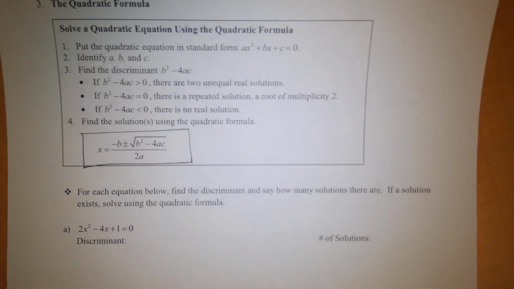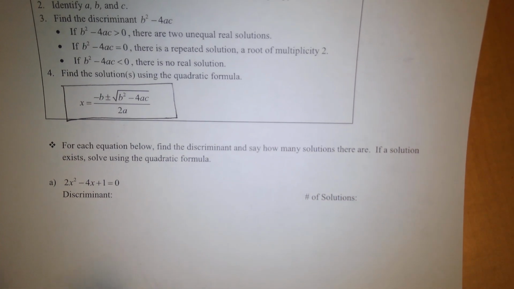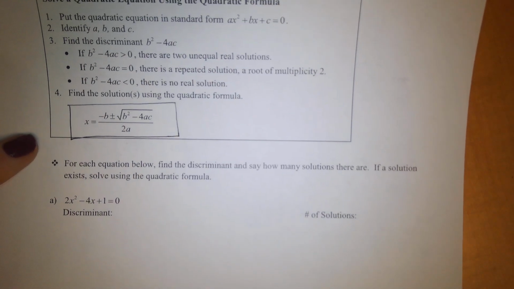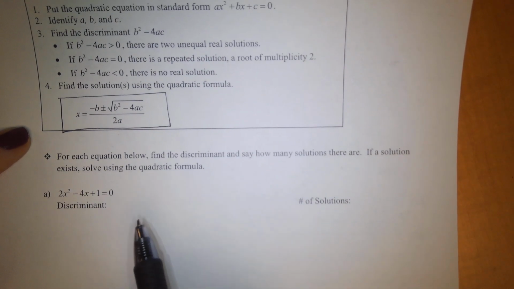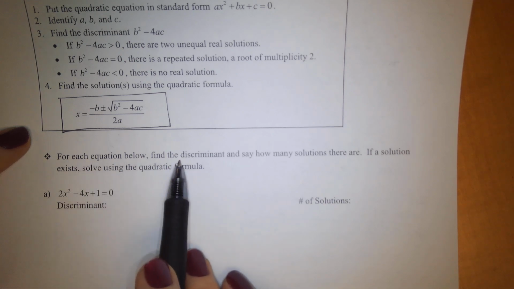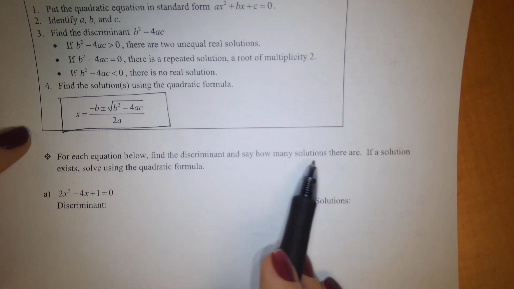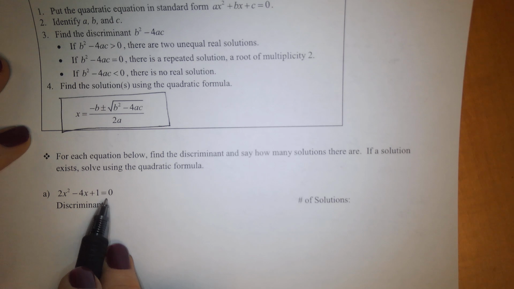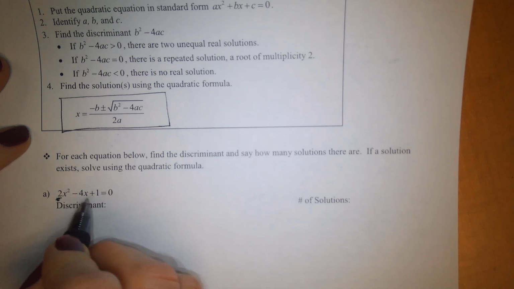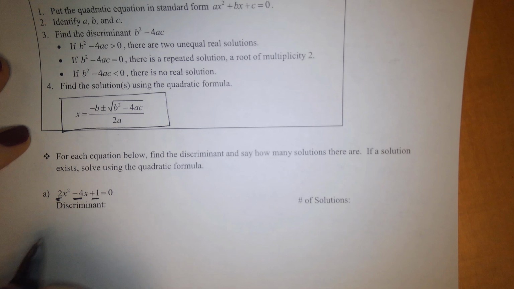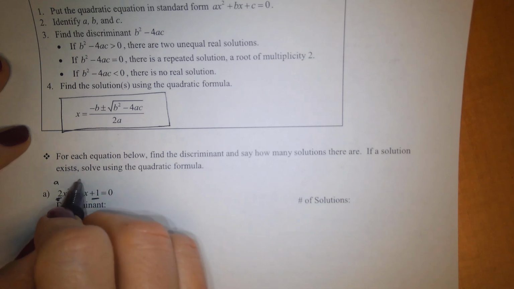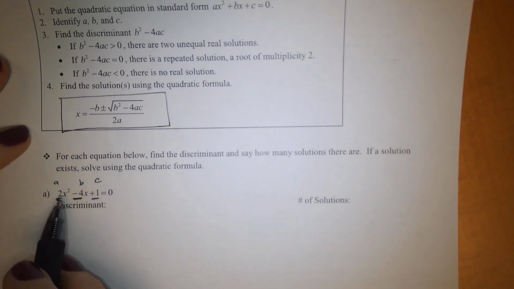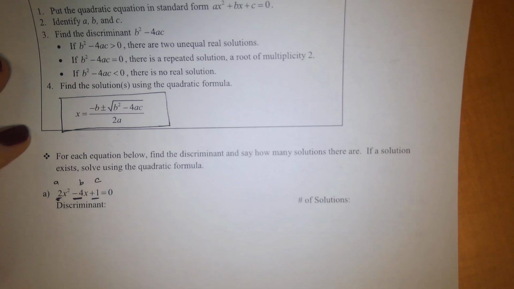So we're going to go through some examples down here and just determine what the discriminants are so we can decide how many solutions we might have. We're not actually going to solve them just yet. Okay? For this equation below, find the discriminant and say how many solutions there are. So I've already got this in standard form. So this is my A, this is my B, and this is my C. The x's are not part of the A, B, and C, only the coefficients in front.